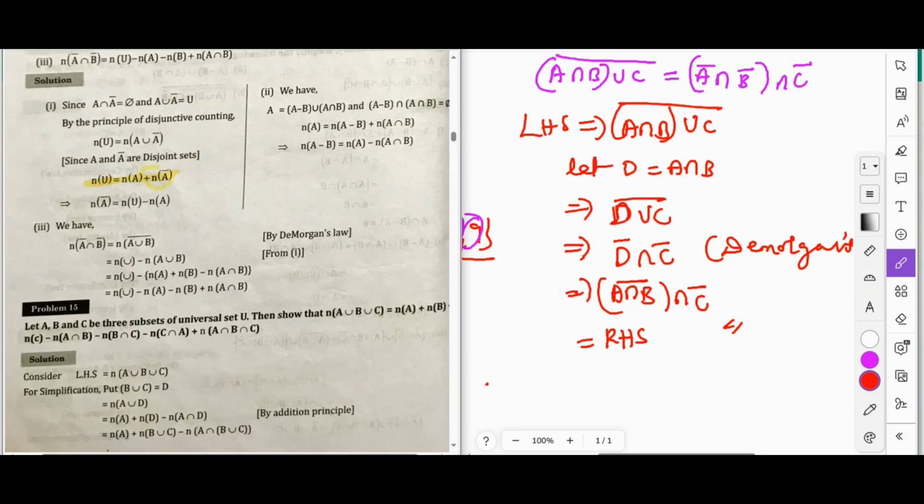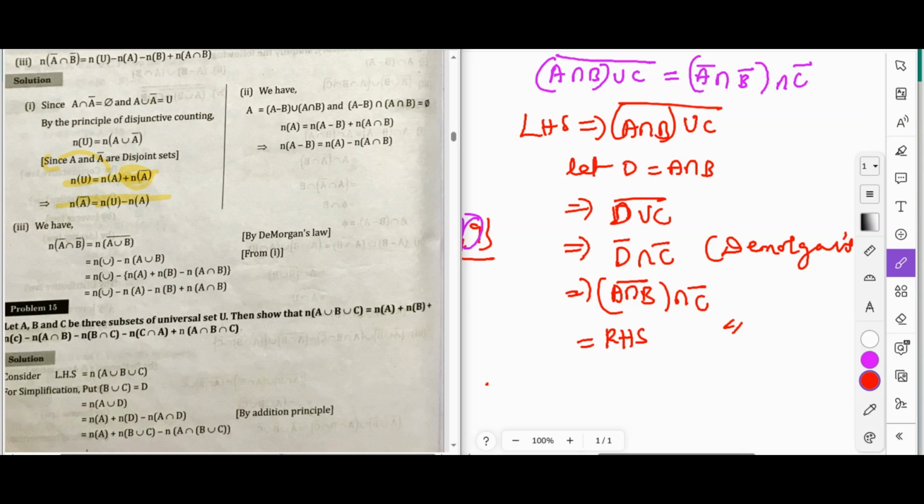If I want to find n of A dash, I'll keep n of A dash as it is and send the other term to the other side. So it will be n of U minus n of A, the first property. Then you have the second one. A is (A minus B) union (A intersection B), and (A minus B) intersection (A intersection B) equals the null set. Therefore n of A will be n of A minus B plus n of A intersection B, or n of A minus B will be n of A minus n of A intersection B. Any one formula we can use.